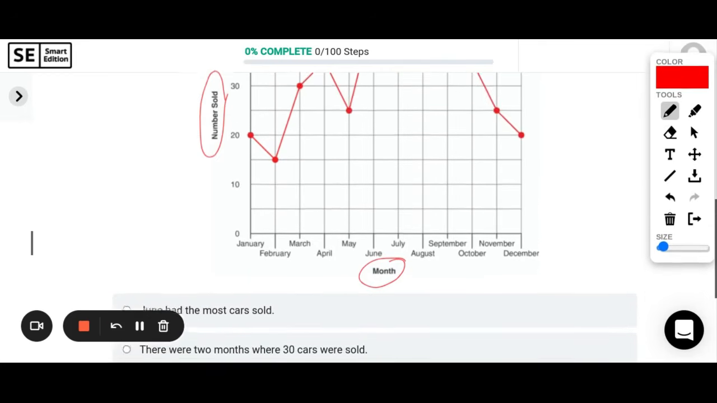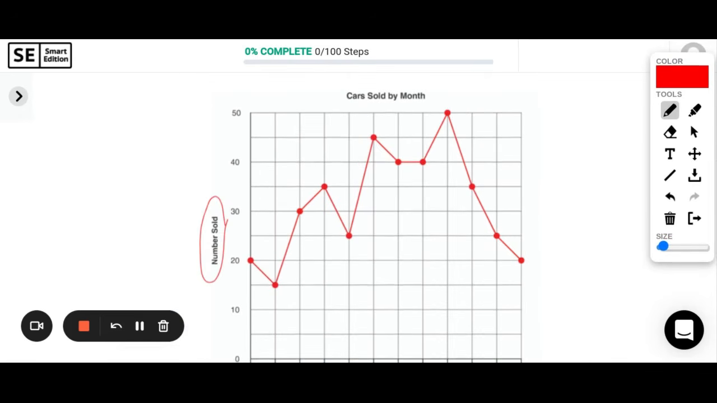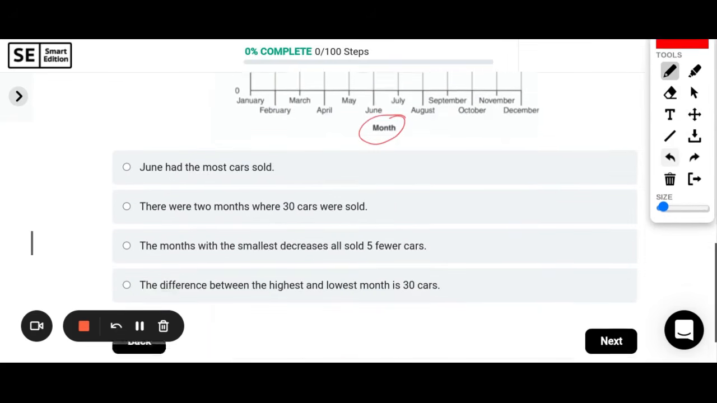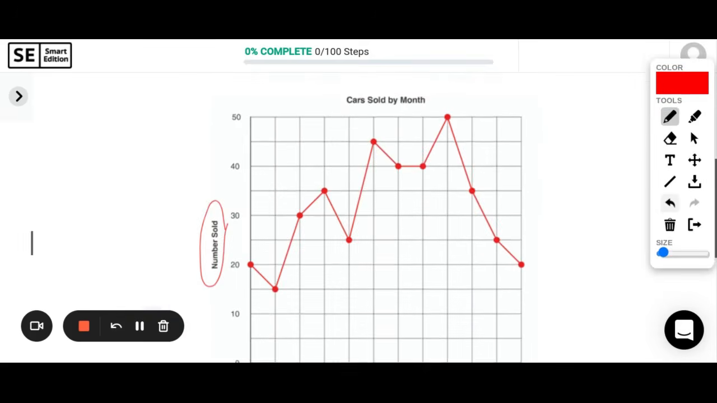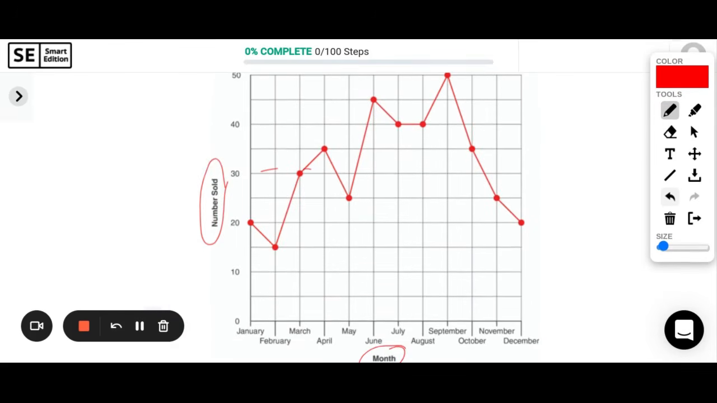June had the most cars sold. So is that true? June was right here, but it looks like actually there's one higher than that. So that's not correct. There were 2 months where 30 cars were sold. So let's go up. And if I go across the 30, I find one. Nope, only one. So that one isn't correct either.